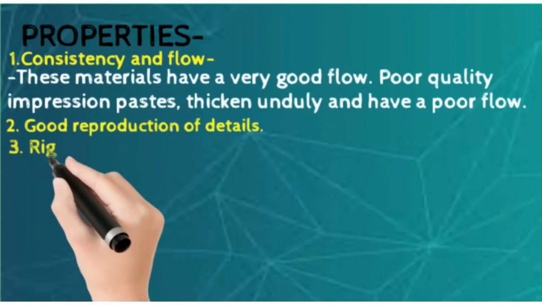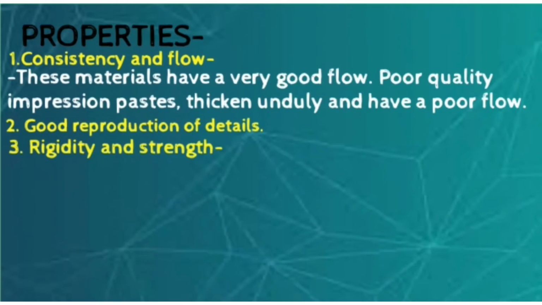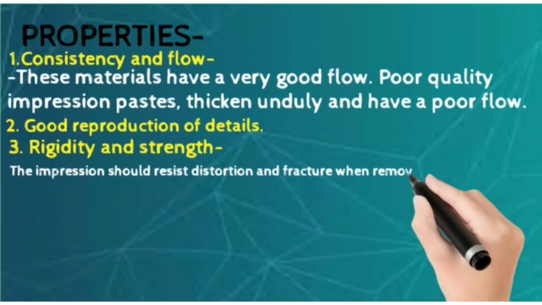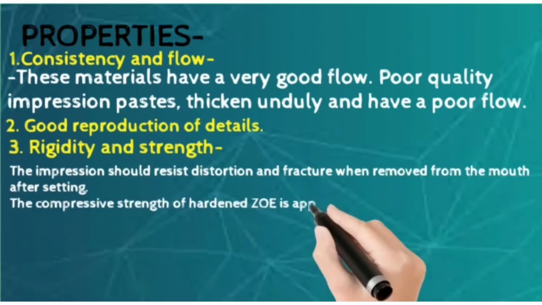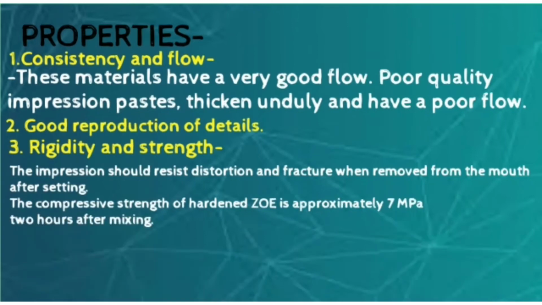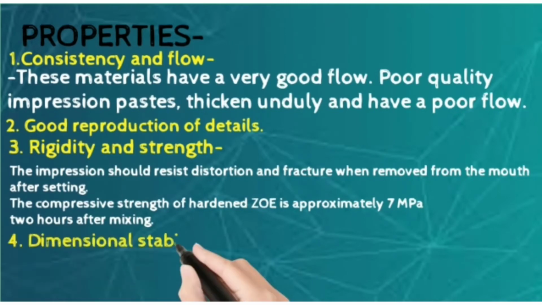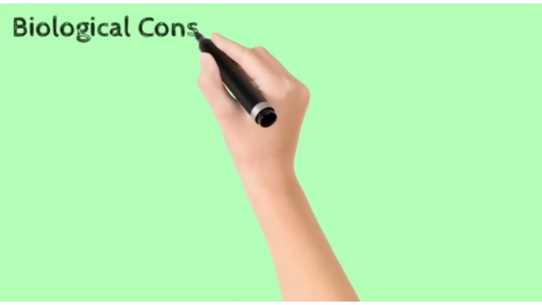Then we have good reproduction of details. Then rigidity and strength: the impression should resist any distortion, meaning its dimensional stability should also be good, and it should resist any fracture or distortion. Then compressive strength is approximately 7 megapascal. Then dimensional stability: there is negligible shrinkage during hardening.